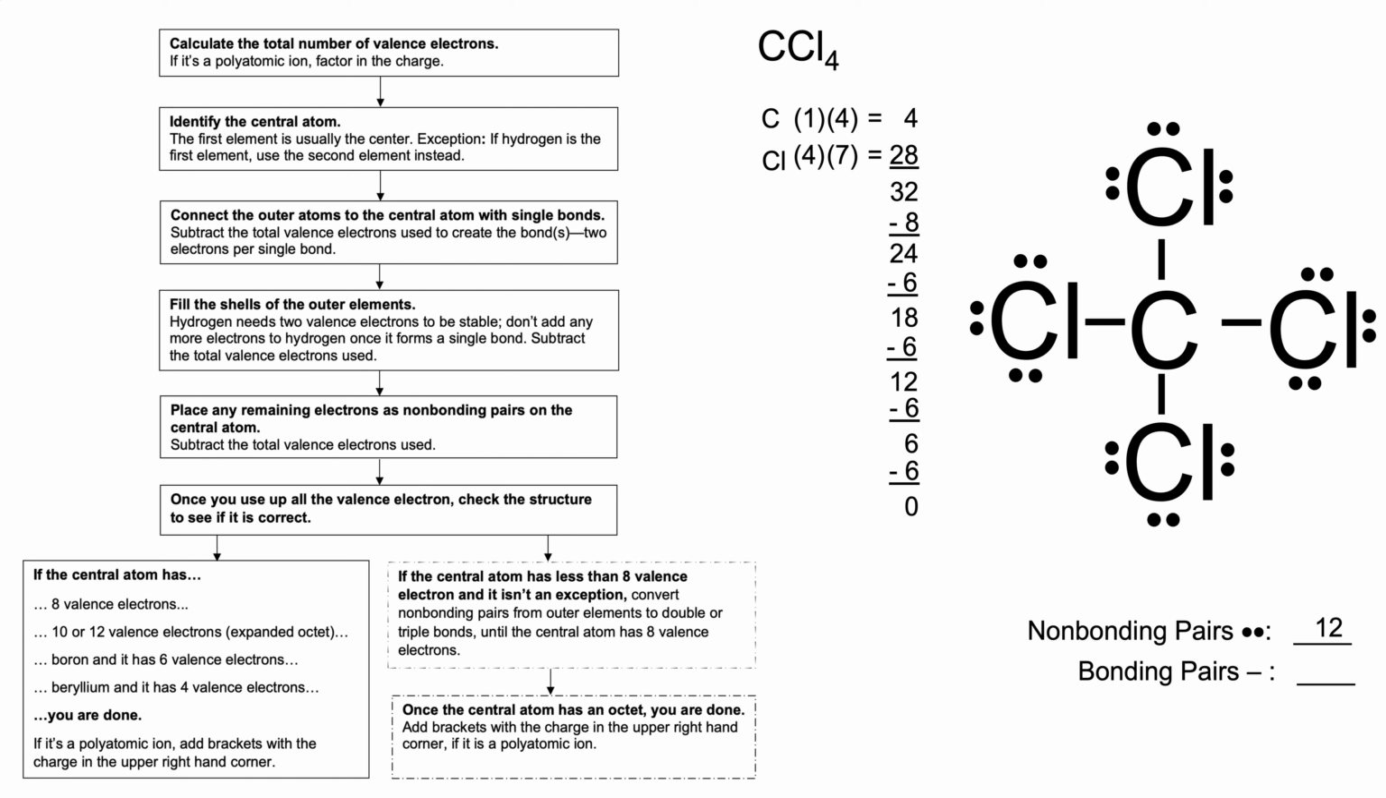There's a total of 12 non-bonding pairs, 4 bonding pairs. 12 plus 4 gives me 16, times 2 gives me 32. That matches how many valence electrons I needed in the Lewis structure.